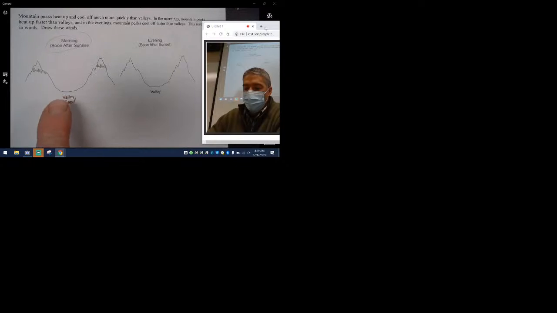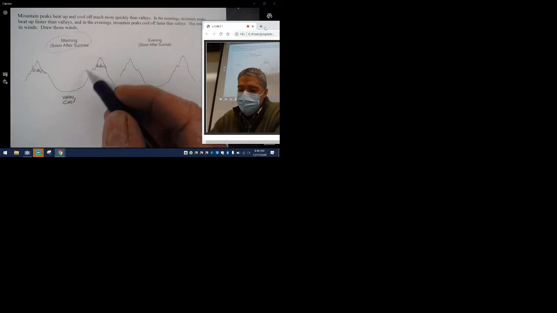Think about this. If you can figure out what this is going to do to the air pressure right above the ground, and then you draw the winds going in the right direction, you got it. Anybody have a guess at which way the winds blow in the morning? Up to the peaks or down to the valley? What do you think, Elijah?